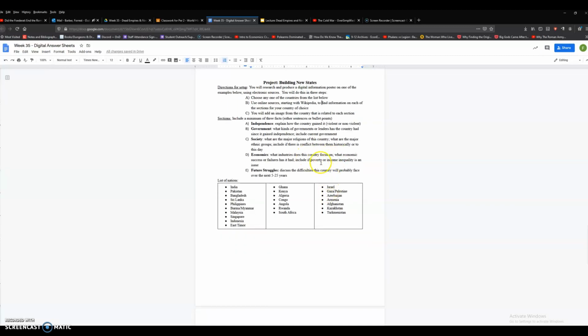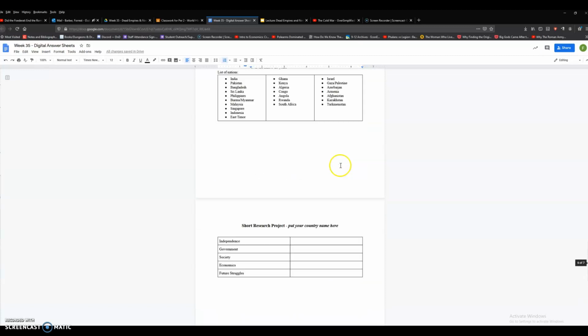What industries do they have? How does their economy run? Has it been a successful or failed economy? Do they suffer from poverty or income inequality? And lastly, what kind of future struggles are they probably going to face?